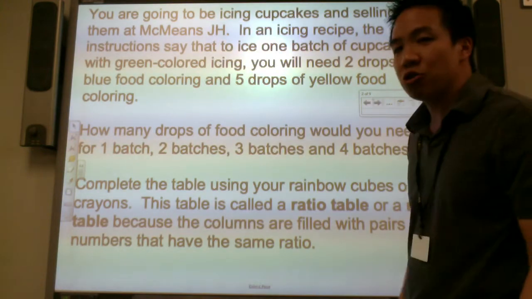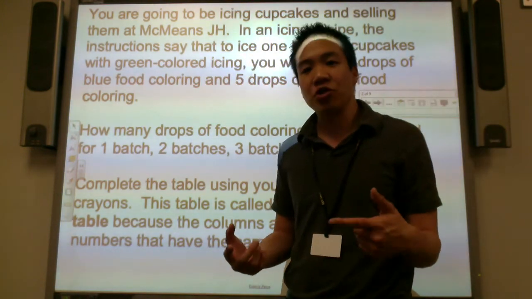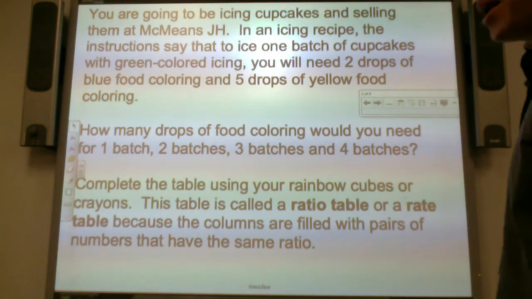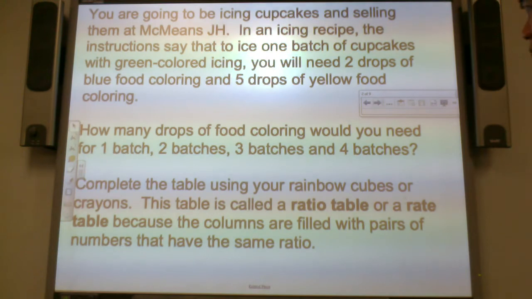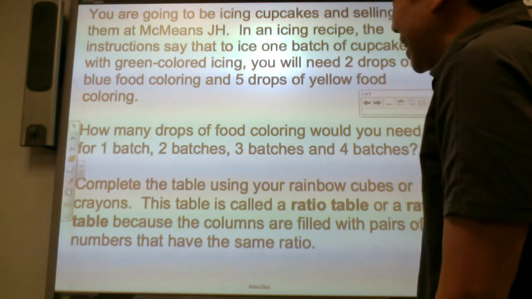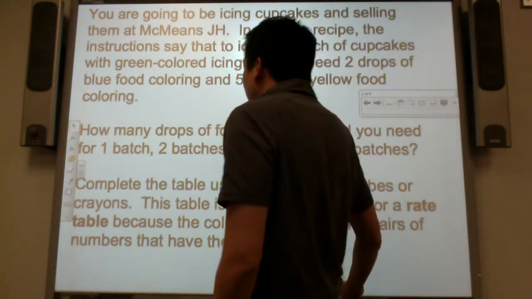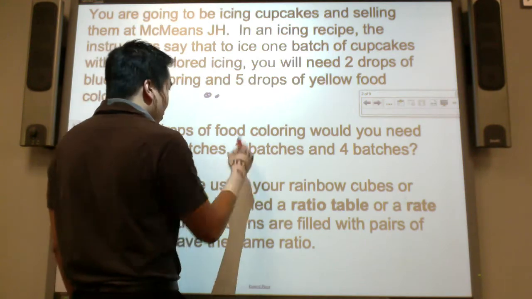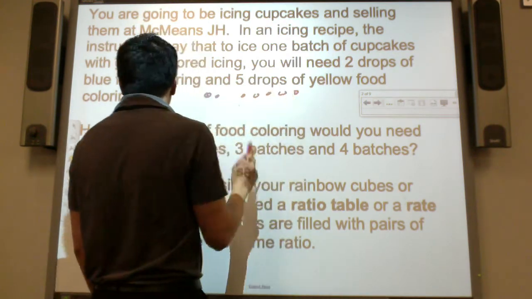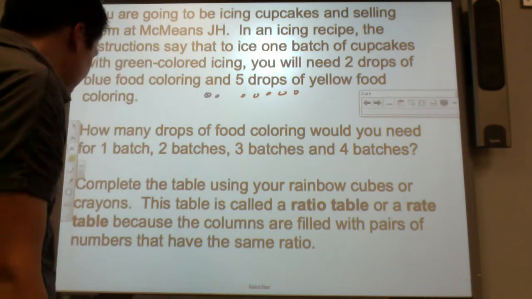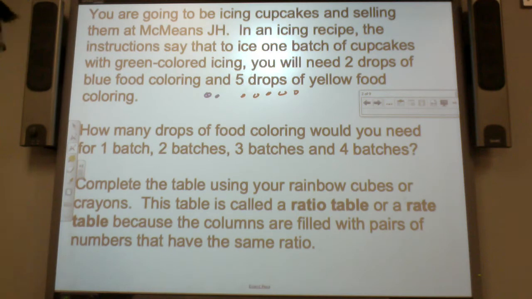Today we're going to talk about how to do ratio tables or rate tables. You're going to be icing cupcakes and selling them at McMeans Junior High. In an icing recipe, the instructions say that to ice one batch of cupcakes with green colored icing, you will need 2 drops of blue and 5 drops of yellow to make one batch. How many drops of food coloring would you need for 1 batch, 2 batches, 3 batches, and 4 batches? Complete the table using your rainbow cubes or crayons.